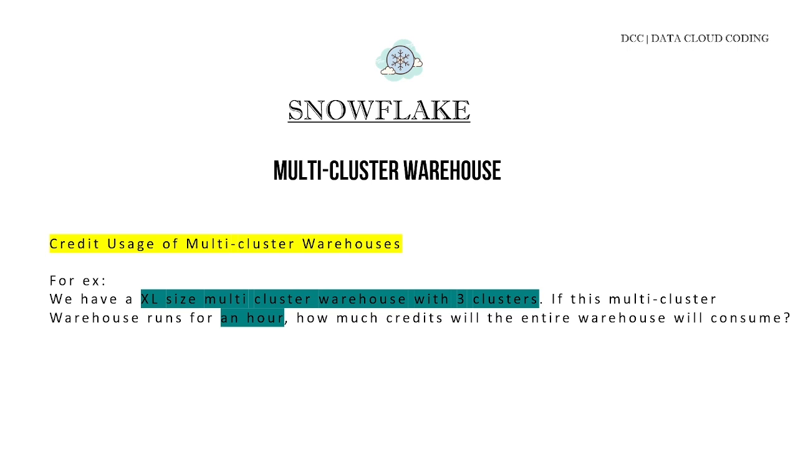I want you to pause the screen right now, have a look at the question again, and think of the answer. I will drop in a little hint: a single cluster extra large sized warehouse consumes 16 credits per hour. And here we have 3 clusters of that extra large sized multi-cluster warehouse running, and all these clusters are running for the whole period of 1 hour. So in that whole period of 1 hour, how many credits will be consumed?